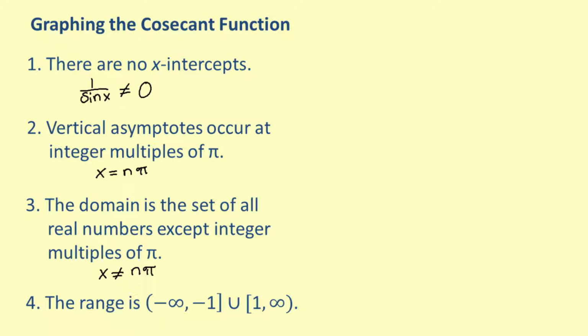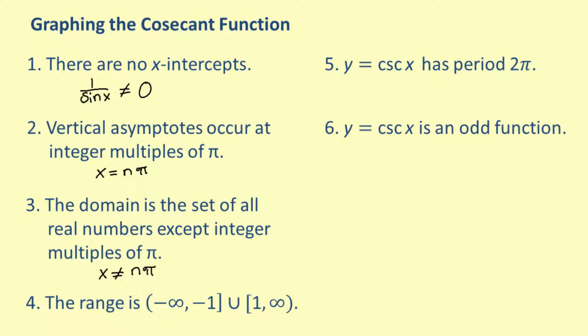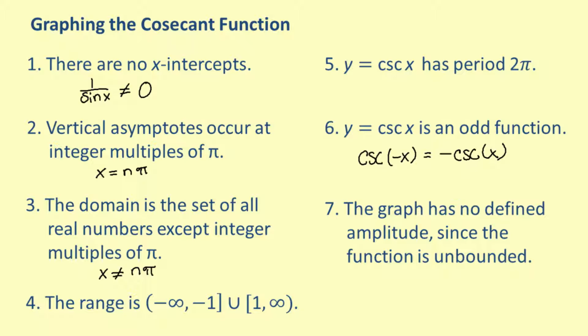As we've already briefly discussed, the period of the cosecant function is 2 pi. Y equals cosecant x is an odd function, which means it is symmetric about the origin. This means we know that the cosecant of -x is equal to the negative cosecant of x. Finally, since the cosecant function is unbounded, we can say that the graph has no defined amplitude.